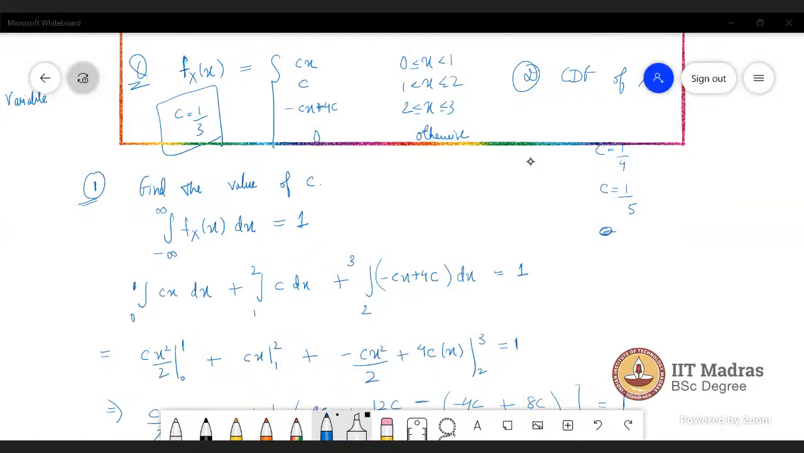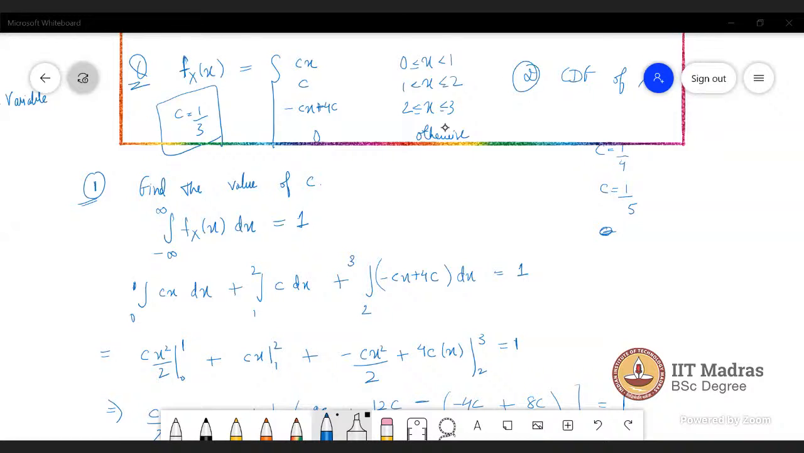I'm sorry. Okay. Ma'am, for x less than 1 and greater or equal 0, it will be x square by 6. Right. And for x greater or equal 1, less than 2, it will be x/3 minus 1/3. No, that is wrong. First one is x square by 6 plus x/3 minus 1/3.